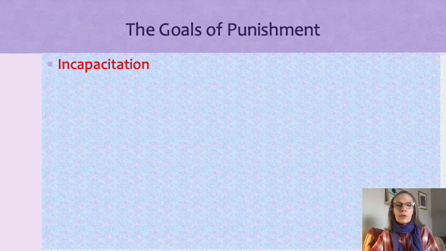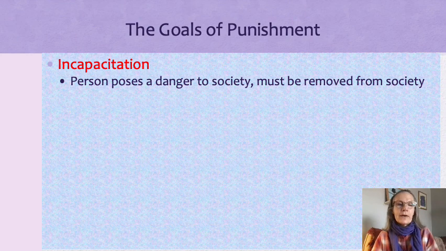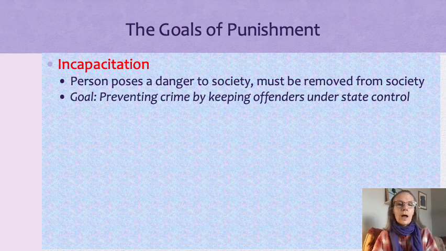Another goal of punishment is incapacitation. The thinking here is that the person who committed this crime is so dangerous that they must be removed from society. So the goal is to incapacitate them, to get them out of society so that they can no longer continue to harm other people. And so the goal is preventing crime by keeping offenders under state control.